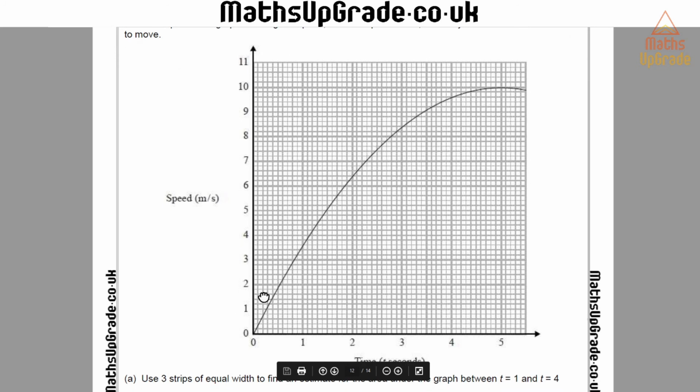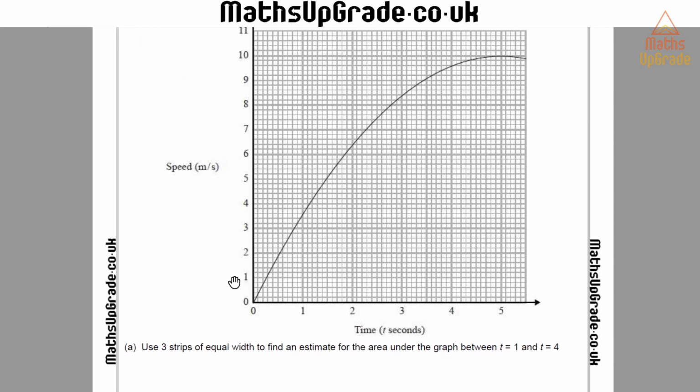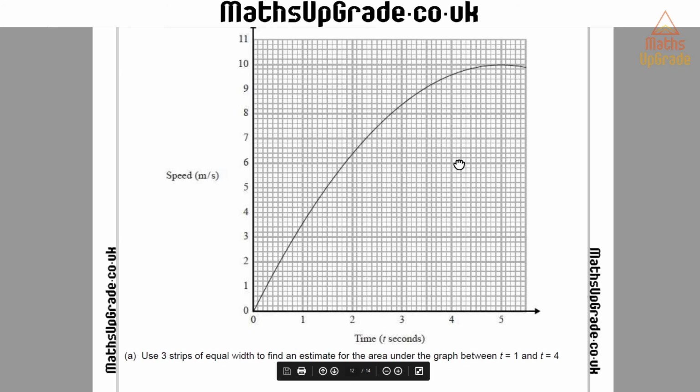Part A states to find 3 strips of equal width to find an estimate for the area under the graph between time 1 seconds and time 4 seconds. So in this region here between 1 and 4, you need to find an estimate for the area. Okay, and it actually says it's under the graph. So the area we know is given, the area under the graph gives us the distance, right? So what we're going to do is essentially find the distance between time 1 and 4 that this object travels. So this is how we do it.